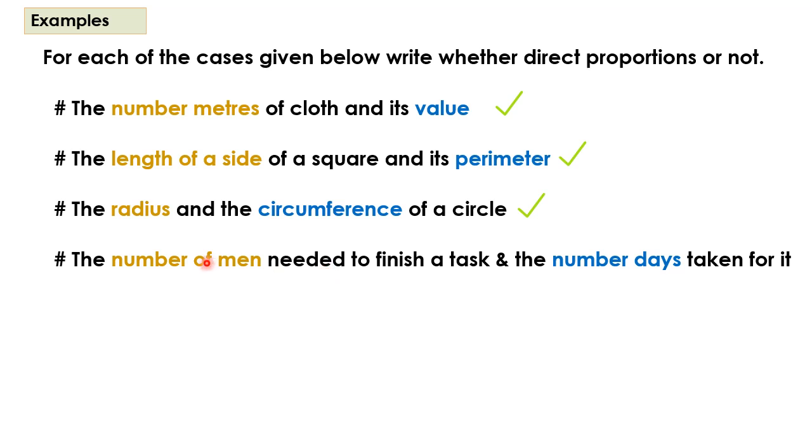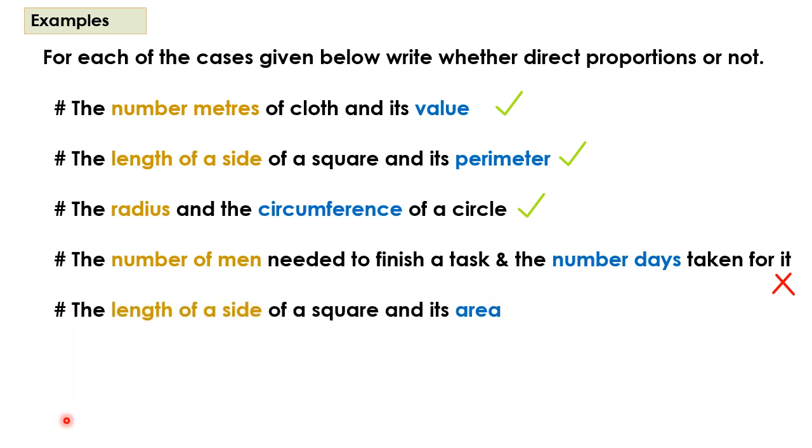Therefore, here when one quantity increases, the other decreases. The number of men ratio and the number of days ratio are not the same. Therefore, when one quantity increases, the other does not increase by the same ratio, so this is not direct proportion.